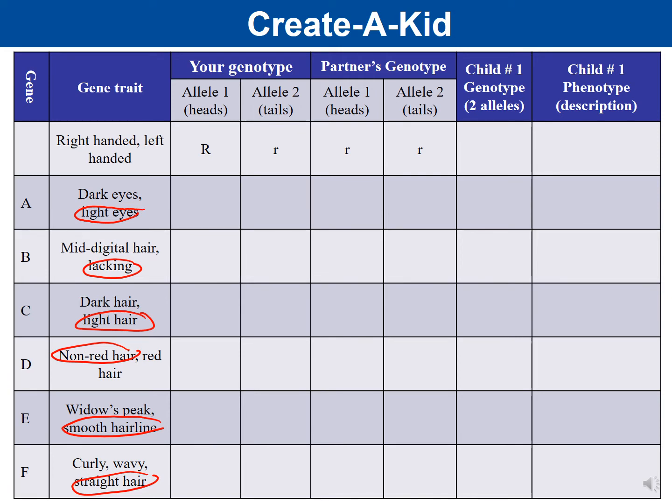So if I am light eyes and light eyes are recessive, I'm going to write allele number 1 is little a, allele number 2 is little a. If I have mid-digital hair lacking, little b, little b. If I have light hair, I'm going to use little c, little c.